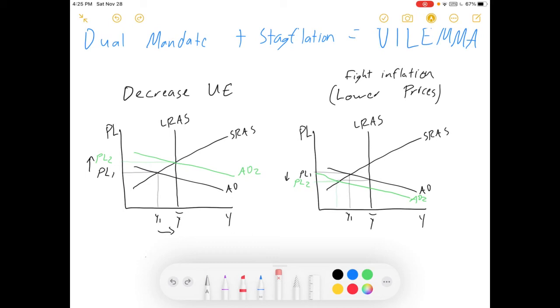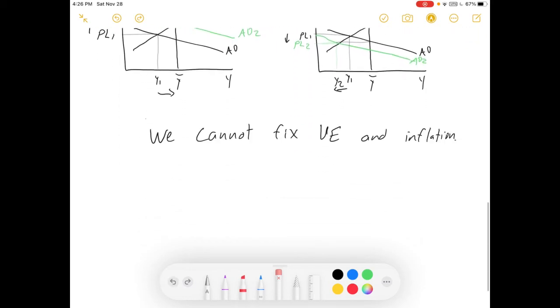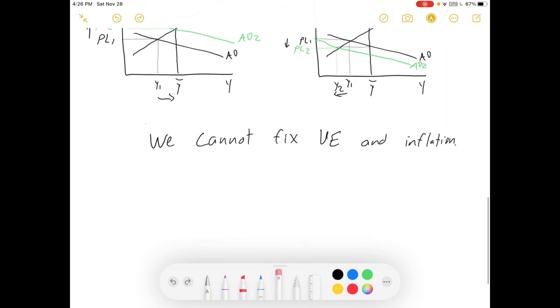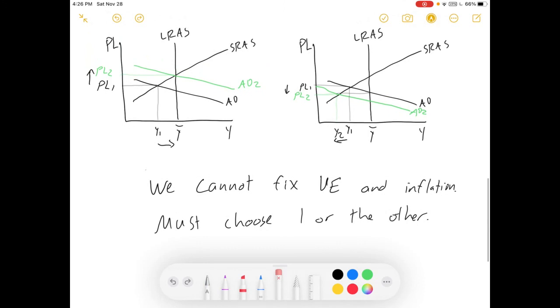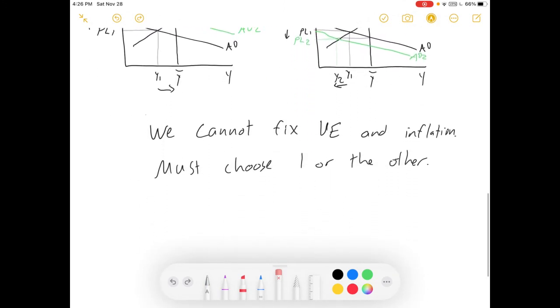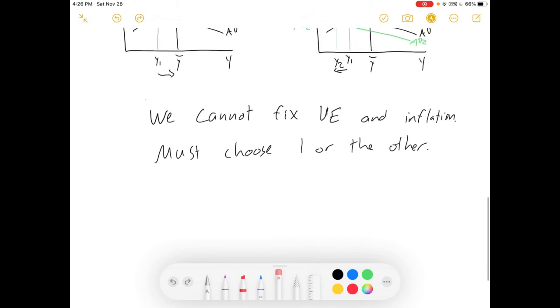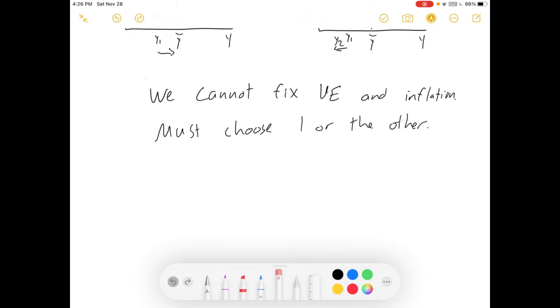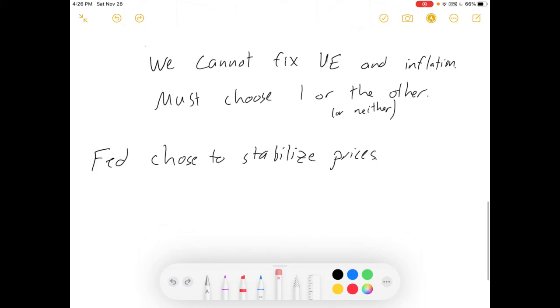But the problem with doing it is GDP will fall further, creating even more unemployment. So we can't fix both. We have to choose one or the other. That word dilemma, I mean it. We have to choose one or the other, and whichever one we fix, we will make the other one worse. I guess we could just choose not to do anything, but that's not usually what we do.